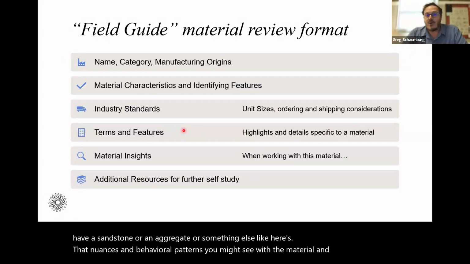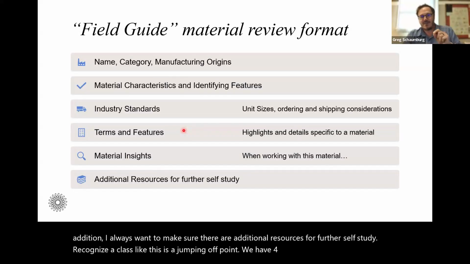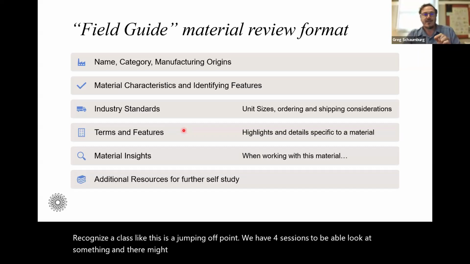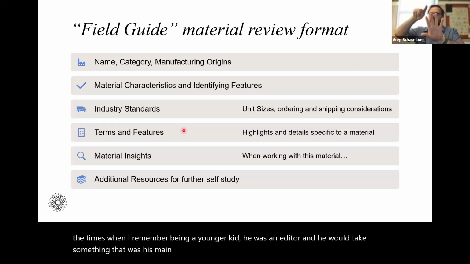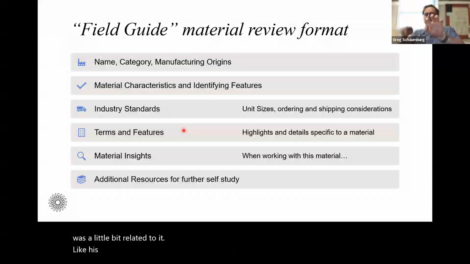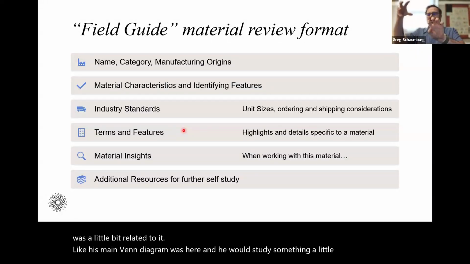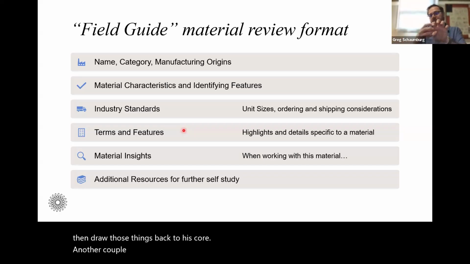And then always, in addition, I want to make sure that there are additional resources for further self-study. I recognize a class like this as a jumping off point. We have 4 sessions to look at something. My dad was always really good at this when I was a younger kid. He was an editor and he would take something that was his main focus, and every couple of years he would study something a little bit related to it. His main Venn diagram was here, and he would study something a little bit over here and then draw those things back to his core. Then, another couple of years later, he would draw something else back to his core.